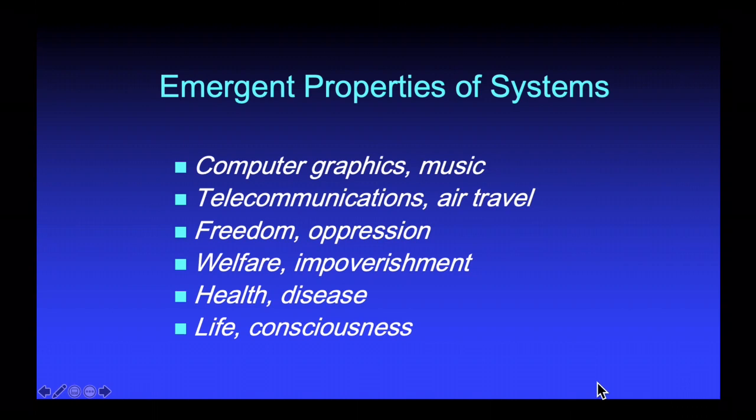But there are other emergent properties. In a government, freedom or oppression are emergent properties of a political system. Welfare or impoverishment are emergent properties of a government system. Health and disease are emergent properties of a country's political and social and cultural as well as health system and also environmental system as far as that goes. Life and consciousness is an emergent property of any living being, but certainly for consciousness in terms of human beings. And there's no way for us to understand life or consciousness by doing an autopsy. It only emerges as a result of the interaction of the parts.